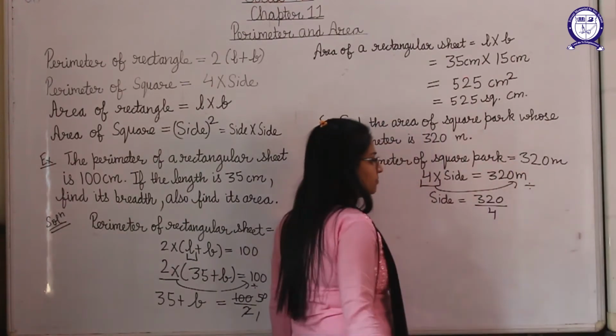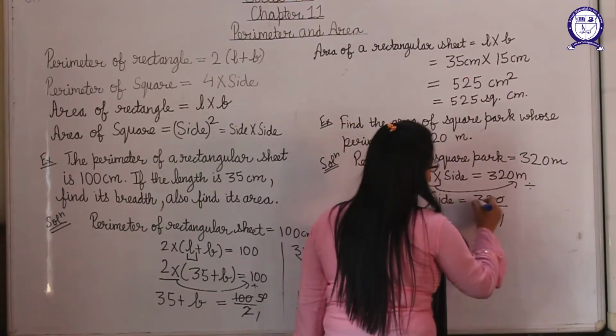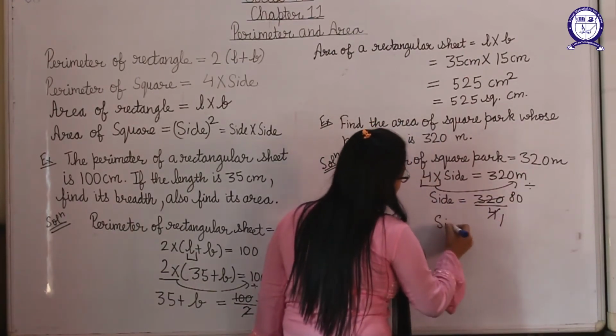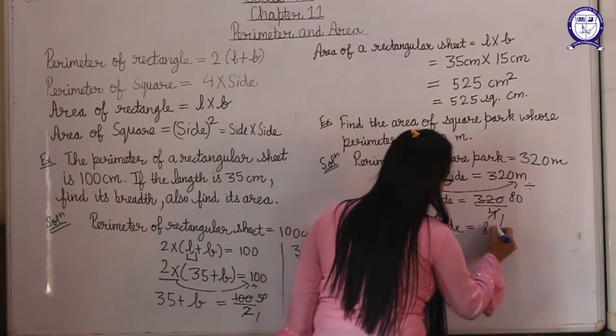So what we will get? Here 4 1 is 4. Here 4 8s will be 32 and 0 is with this. So side will come out to be 80 meters.